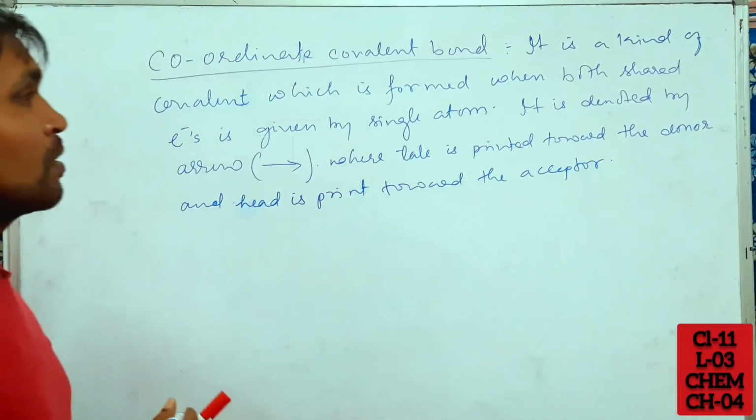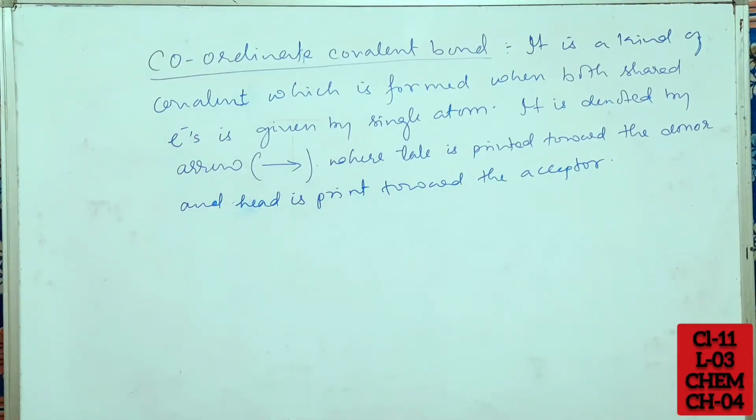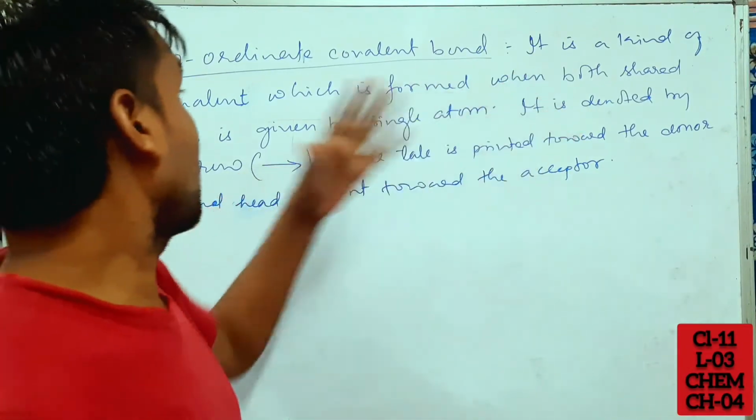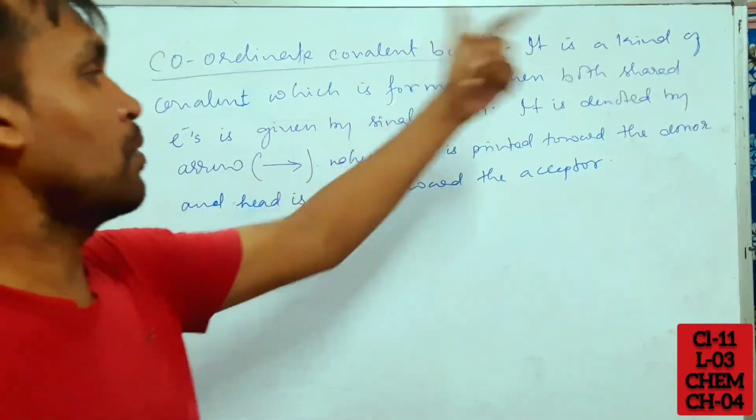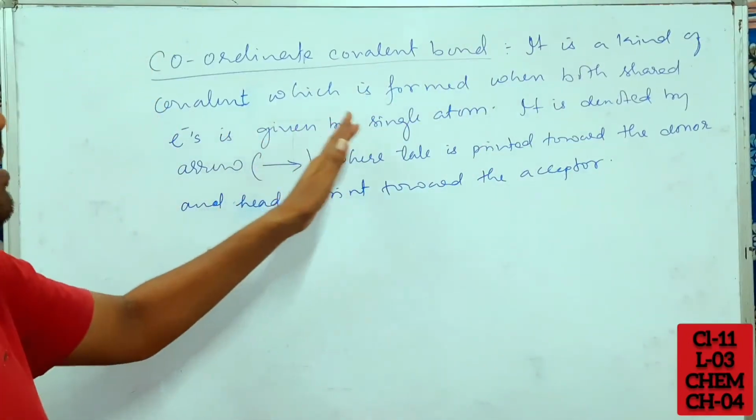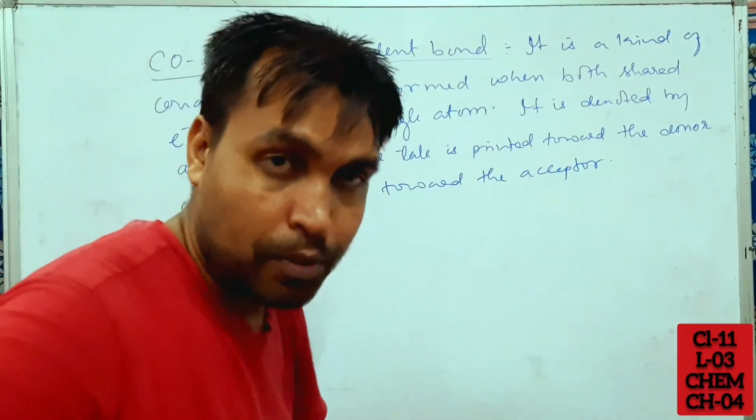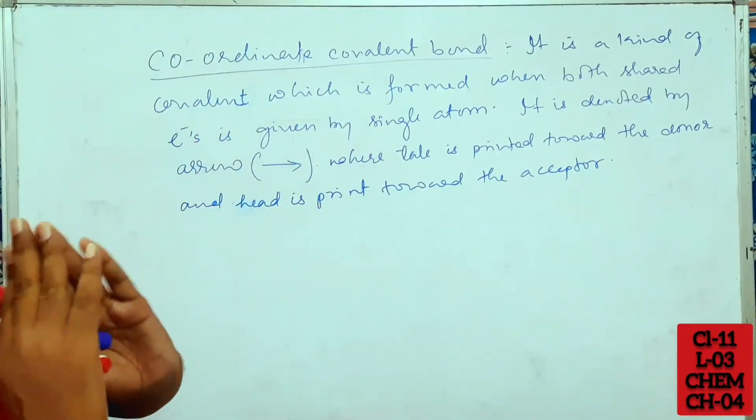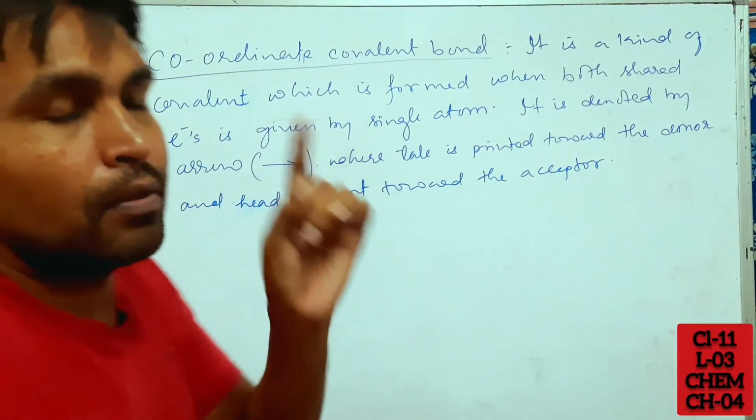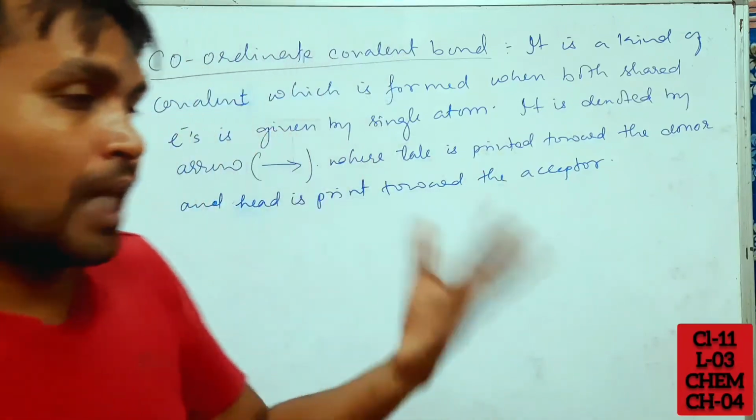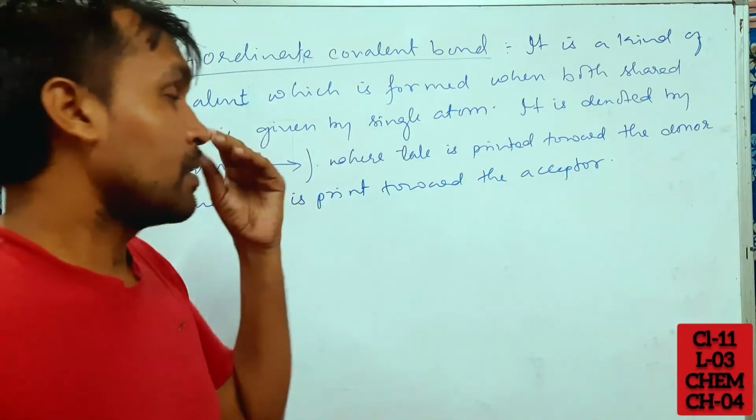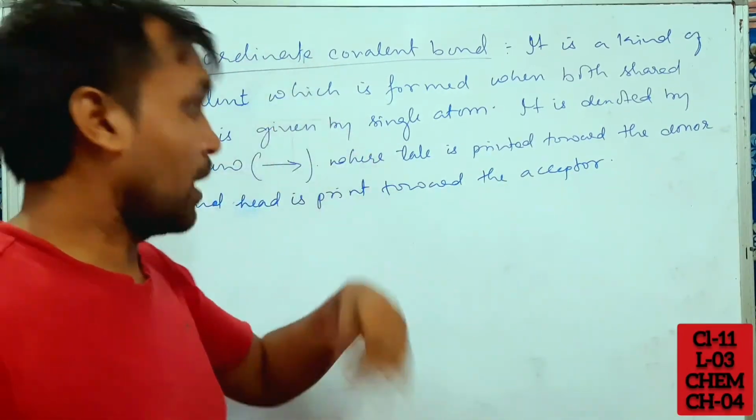Got it? So once again, let me read it out. What is a coordinate covalent bond? It is a kind of covalent bond which is formed when both shared electrons are given by a single atom. Okay, this point is clear. Both the electrons to form the bond will be given by one single atom. So that bond which will be formed is called a coordinate covalent bond.